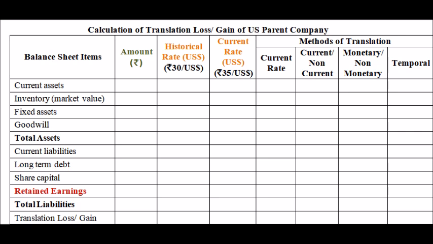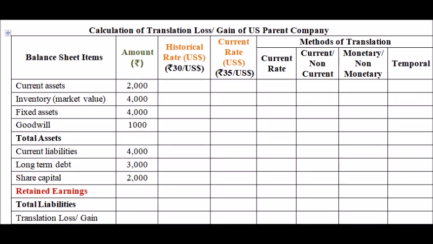Solving the problem. Start by writing all items on the asset side followed by total assets. Next, write down all the items on the liabilities side. Next, write the balancing figure, retained earnings, followed by total liabilities. Next, write down translation gain loss. This refers to the translation exposure, which we will be calculating using the four methods. Write down the figures of all the items of the balance sheet.